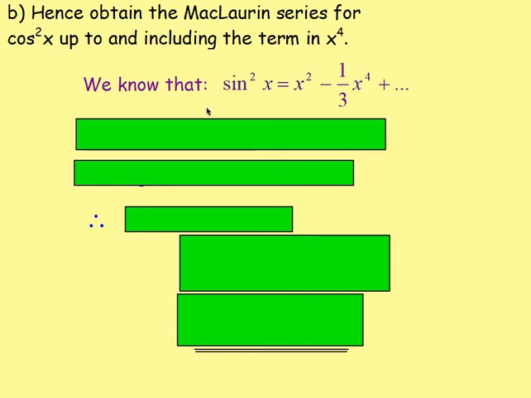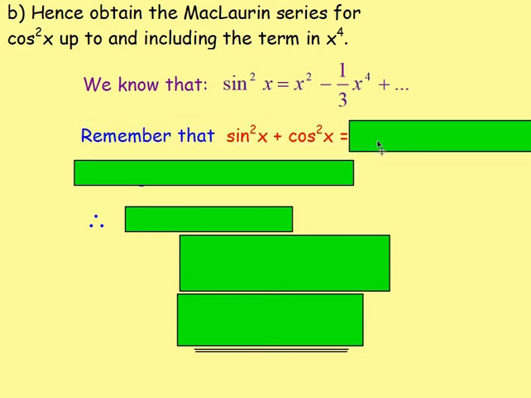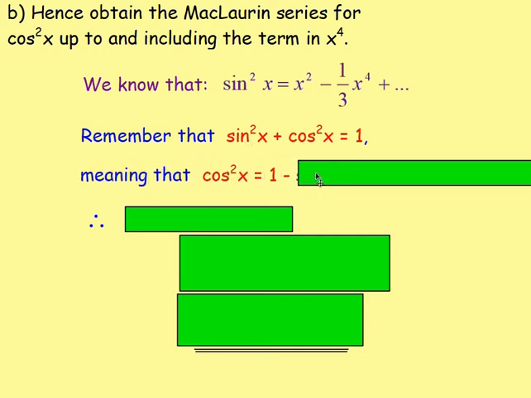Brilliant! You're perfectly right. You need to remember that sine squared x plus cos squared x equals 1, you got it, well done. Which means then if you want to get cos squared x just on its own, you subtract sine squared x from both sides. So cos squared x equals 1 take away sine squared x.